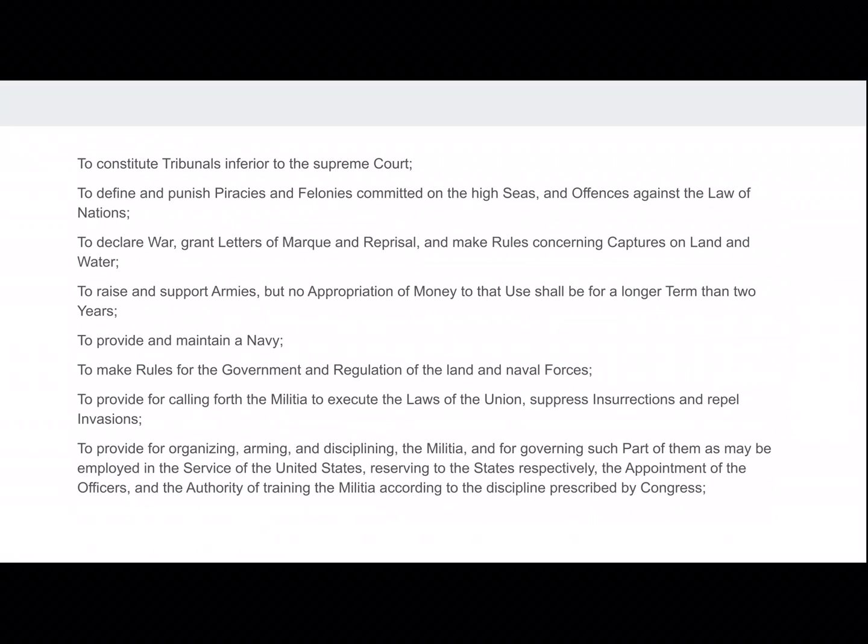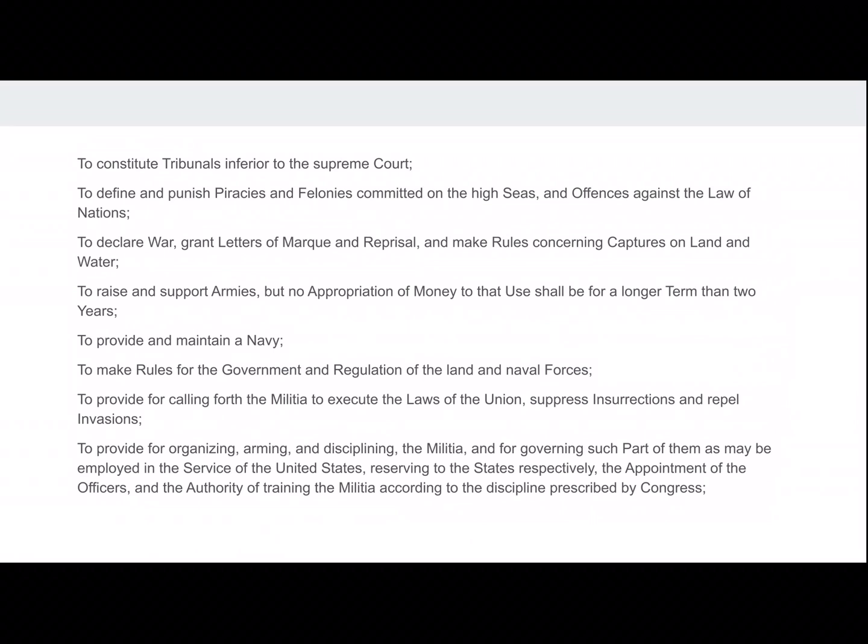To raise and support armies, but no appropriation of money to that use shall be for a longer term than 2 years. So they only get 2 years to raise an army and just have them standing. That's why you have to always rejoin the army after 2 years. To provide and maintain a navy. To make rules for the government and regulation of the land and naval forces. To provide for calling forth the militia to execute the laws of the union, suppress insurrections, and repel invasions.